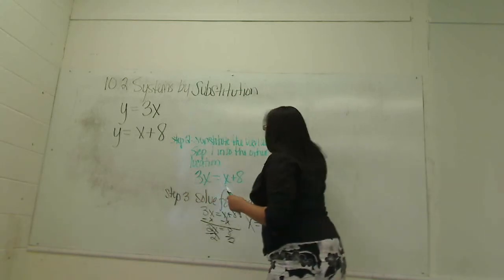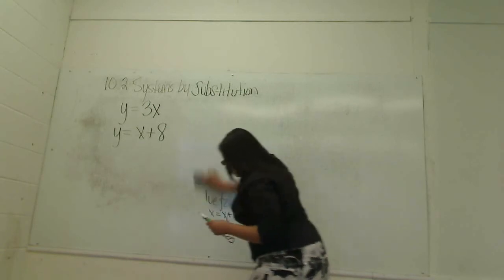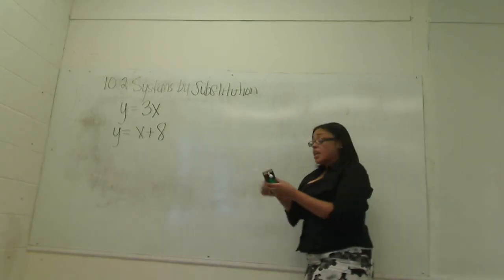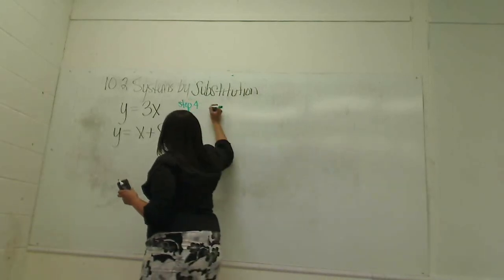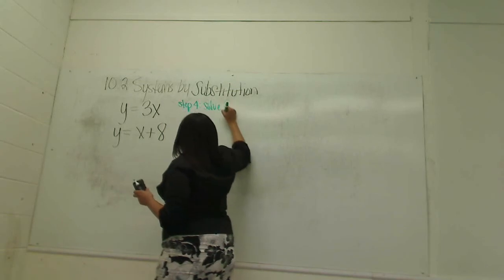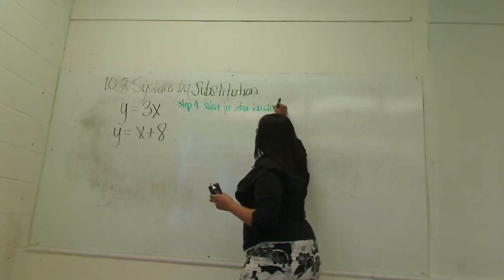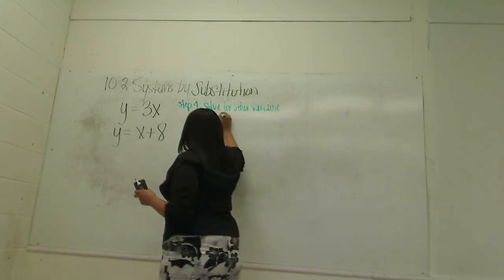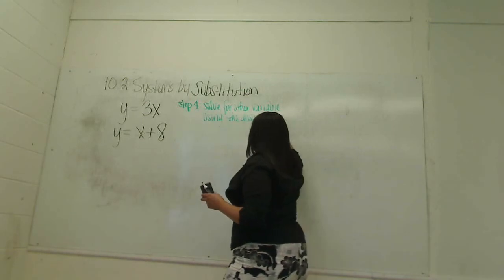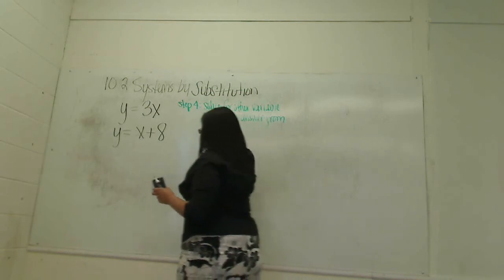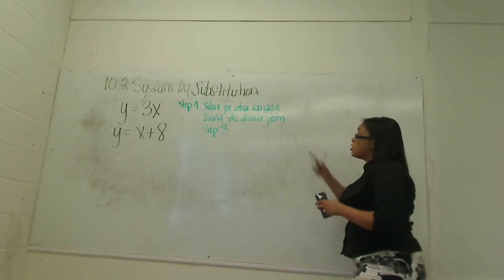But that's not the whole point. A point consists of x and y. So now you have to figure out y, which is a lot easier than people think it is. Step 4. Solve for the other variable using the answer from step 3.